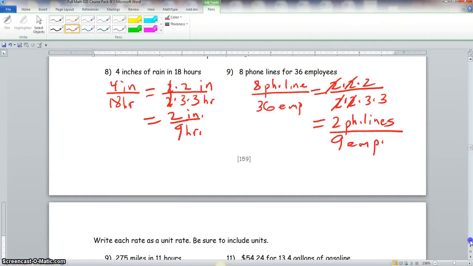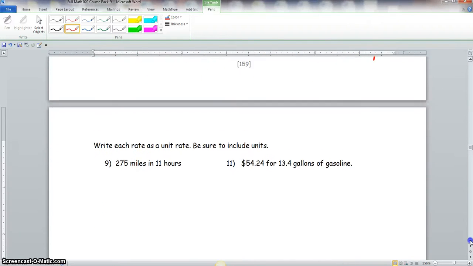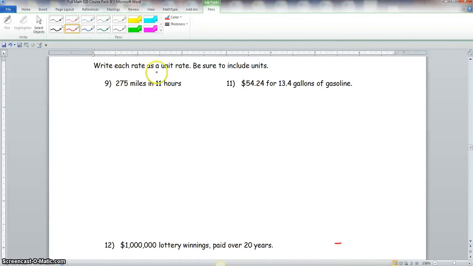Now we scroll down here. Now it says write each rate as a unit rate. Be sure to include units. Now with the unit rates, that's where we get into writing it as a decimal. Even though it's a fraction, we'll end up writing it as a decimal.